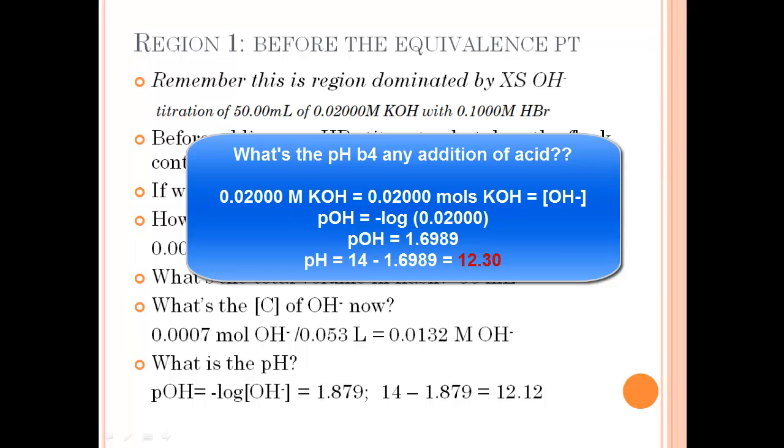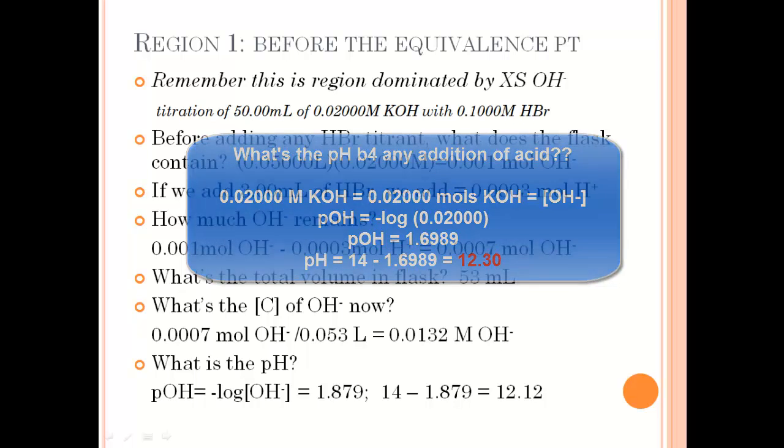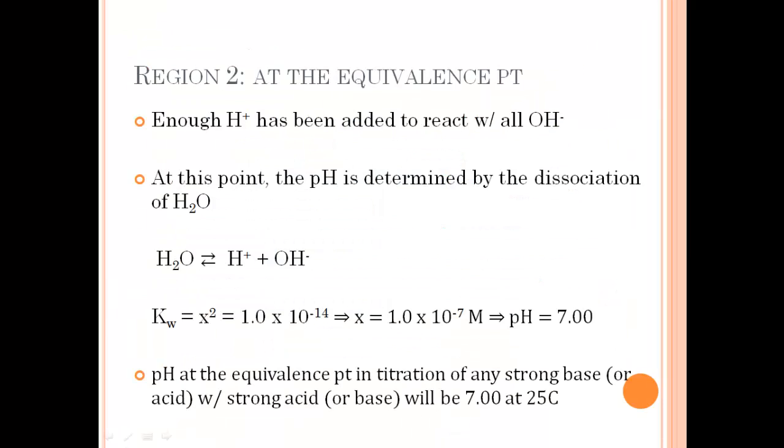So you see, this is how you start creating the graph, this graph that you'll see, the titration curve, which I'm going to show you at the end of this video. What about region 2? Well, that's the easy part. This is the part where enough H plus has been added to eat up all the OH in the Erlenmeyer flask. So we know that this is the dissociation of water.